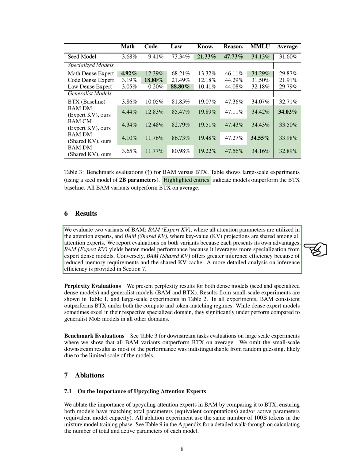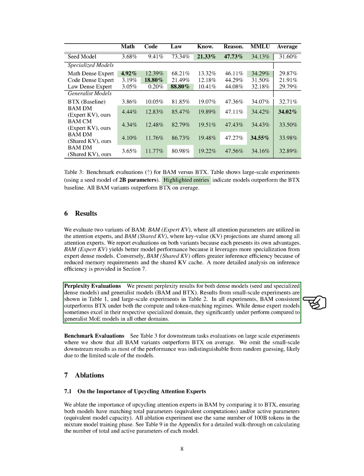Section: Perplexity Evaluations. In this section, we present the results of our perplexity evaluations for both dense models, which include seed and specialized dense models, and generalist models like BAM and BTX. Our small-scale experiment results are shown in one table, while the large-scale results are in another. Throughout our experiments, we consistently find that BAM outperforms BTX in both compute and token matching scenarios.